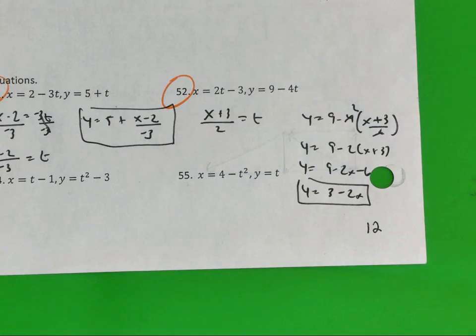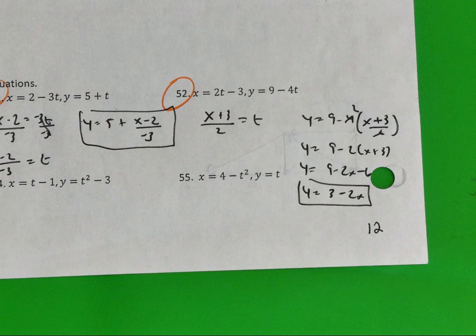You can take a 2 out, because it's 4 and 2. Take a 2 out and there's a negative 2 there.